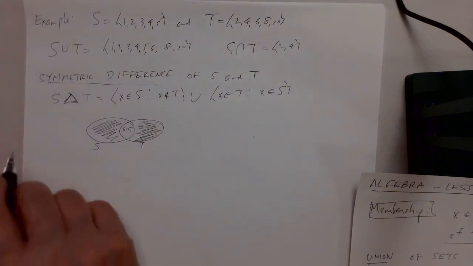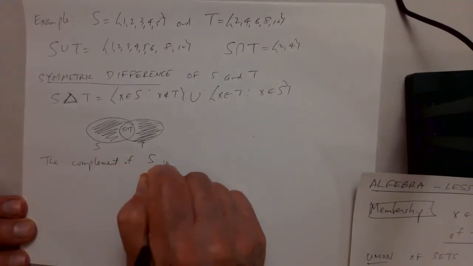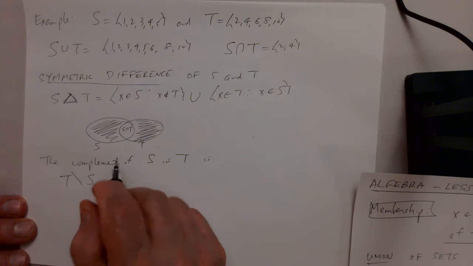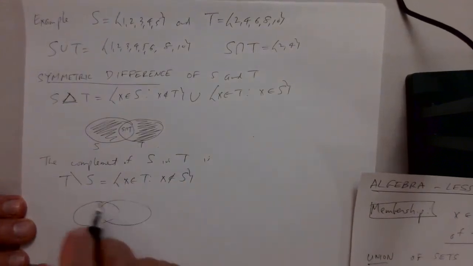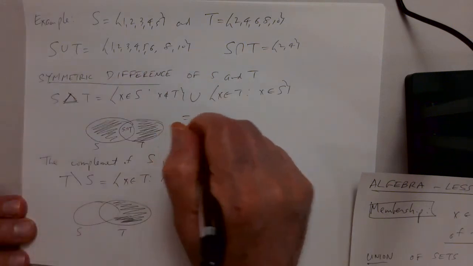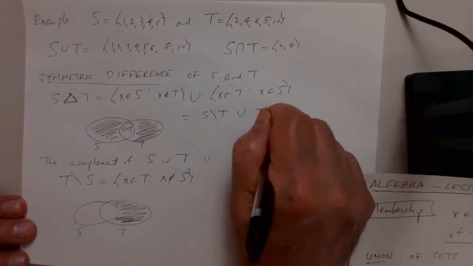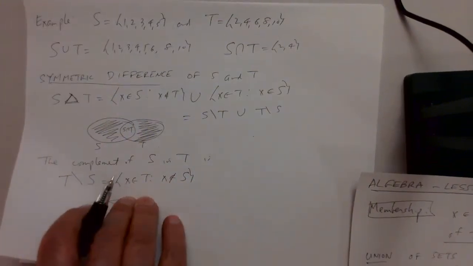It's better to describe this in terms of what is called the complement. So the complement of S in T is, think of it as T take away S. This is every element X which is in T, which is not in S. So if this is S and this is T, the shaded region is T minus S, everything in T which is not in S. And if you look at the symmetric difference, you can write this as everything in S but not in T, union everything which is in T but not in S. Okay. These are all basic operations on sets.